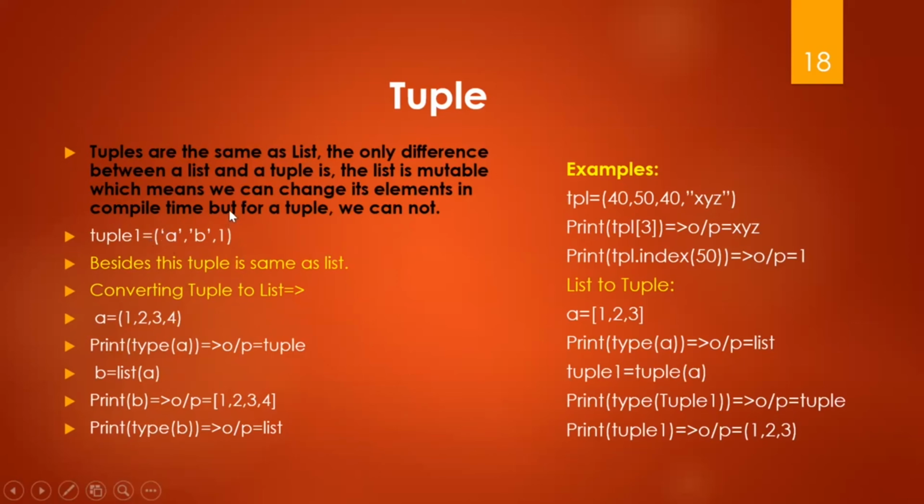Tuple, you can see it is denoted by round bracket. So in a tuple, you cannot do addition. Okay, you can just do print, or you can do the index. Here you can see you're doing index, so you'll get the index. Tuples are the same as lists. The only difference between a list and a tuple is that a list is mutable, which means we can change its elements at compile time, but a tuple we cannot. Mutable means we can mutate it, we can change it, but in a tuple we cannot.